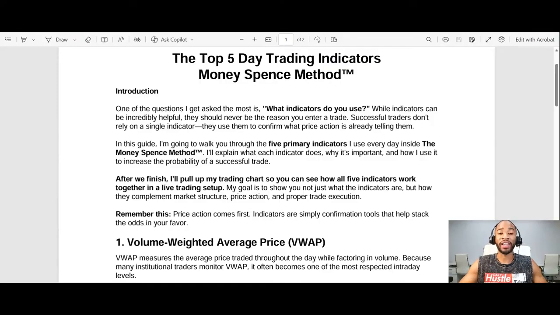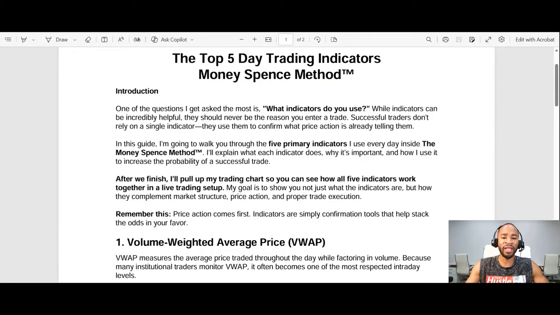Introduction. One of the questions I get asked the most is, what indicators do you use? While indicators can be incredibly helpful, they should never be the reason you enter a trade. Successful traders don't rely on a single indicator. They use them to confirm what price is already telling them. In this guide, I'm going to walk you through the 5 primary indicators.